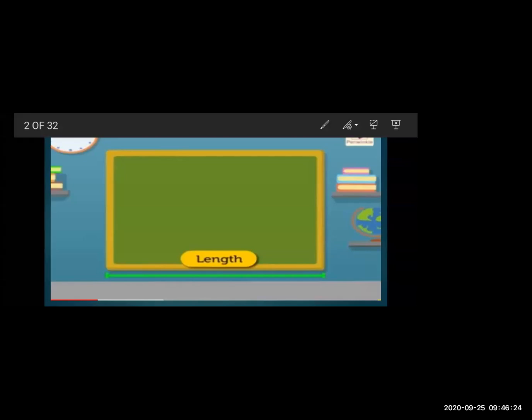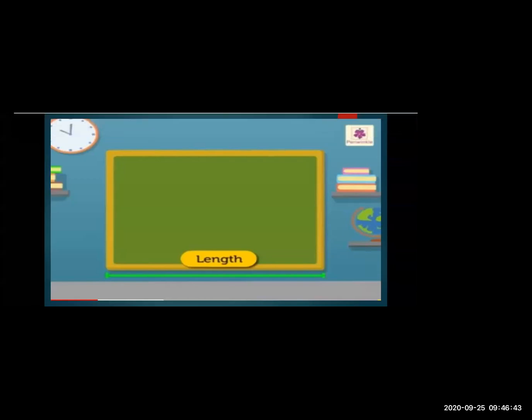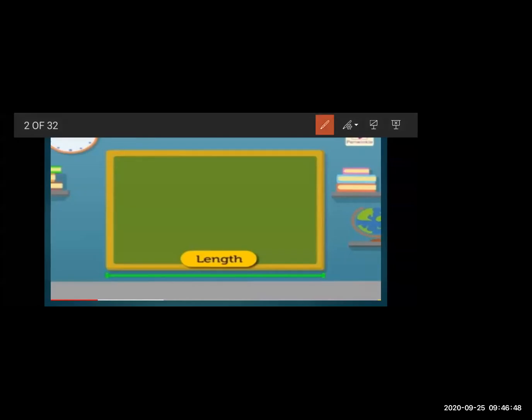Okay, in ancient time there were no such kinds of tape and scales, so people used their hand span and their foot span to measure the length in between the 2 points. We had already learned all those things, children. So this is the length of the blackboard. If you can see here, from this point to this point, whatever distance is there, that is the length of the blackboard. Now proceeding further, children.